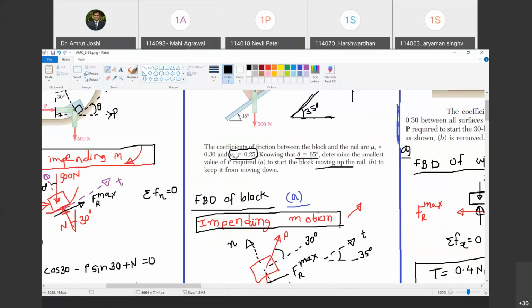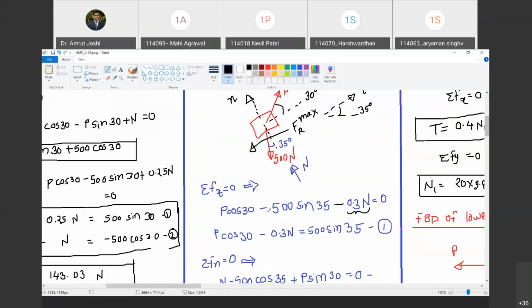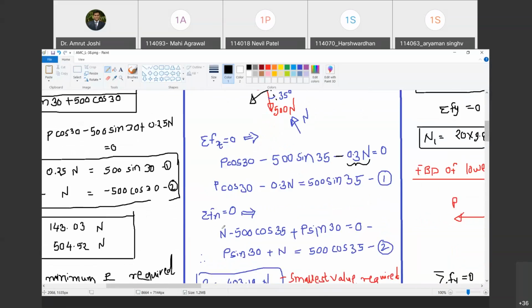So therefore, P cos 30 minus 500 sin 35 minus 0.3 N is equal to 0. Happy? Yes, sir. Rearrange the terms: constant term on the right hand side, unknowns on the left hand side. P cos 30 minus 0.3 N is equal to 500 sin 35. Now the next equation, summation Fn equal to 0.